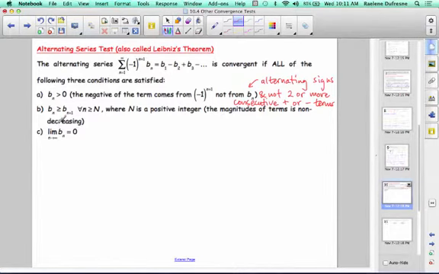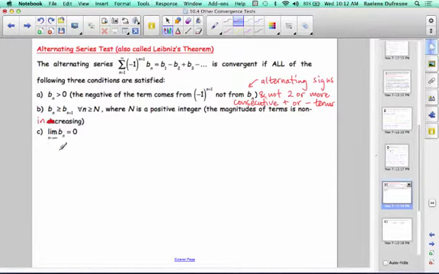Condition B says that Bn is greater than or equal to Bn plus 1. Well, what we're really saying is that the terms that are earlier are bigger or the same size as the later terms. In other words, the later terms are only not bigger. And so we have that the magnitudes of terms is non-increasing. There's a typo there. That should say increasing. And so we have second condition being met. Let's just go on to the third condition.